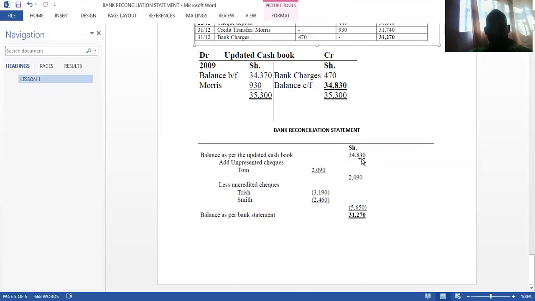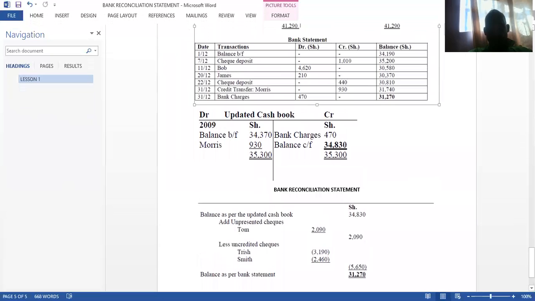So 34,830, which is the balance, you add this, you get this figure, and then you raise this, you find that 31,270 as the balance as per the bank statement. You can actually confirm whether your answer is correct. You come here to the last figure in the bank statement, just go down to the last figure there. That is the balance for the bank statement, which is actually the same as now. That's now what we normally call reconciliation.